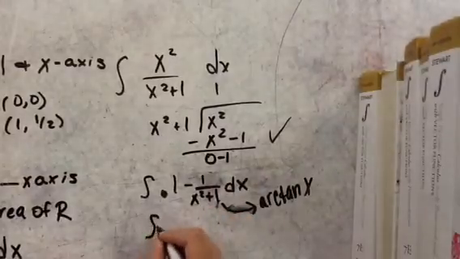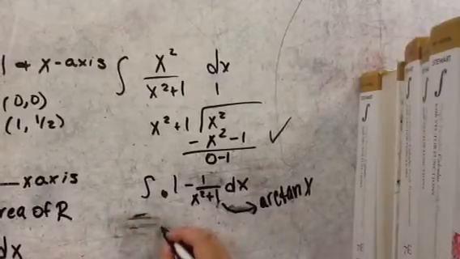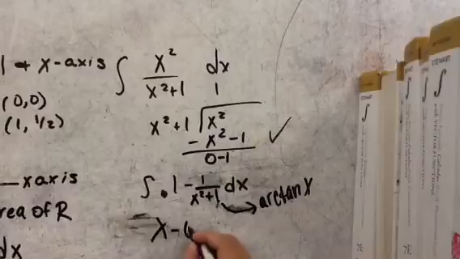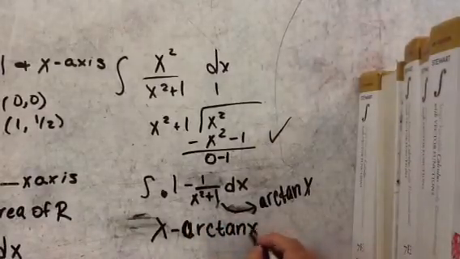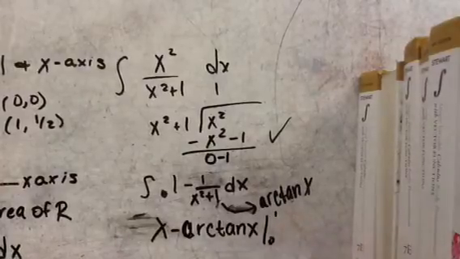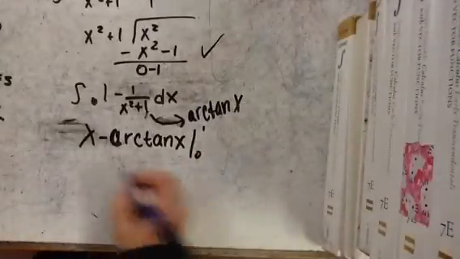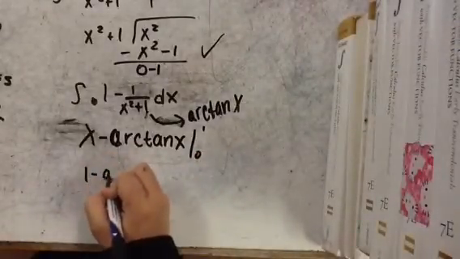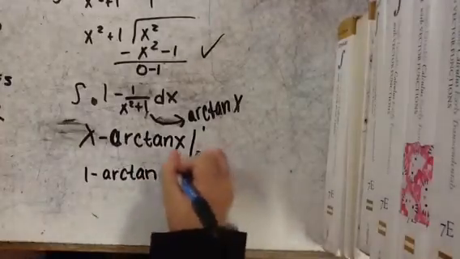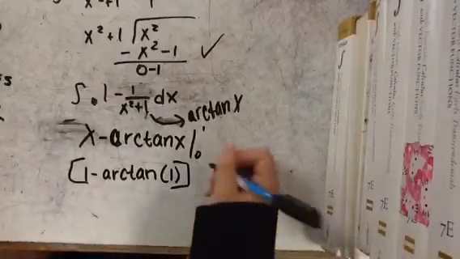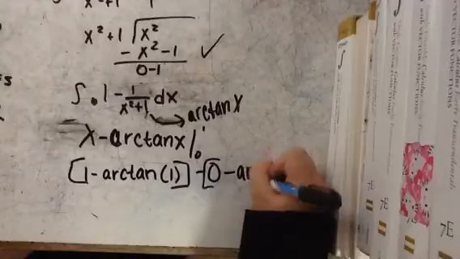So now we're going to solve it. Take the integral of it. So that'll be x minus arctangent x from 1 to 0. And now we're going to solve it. So 1 minus the arctangent of 1, minus, well, altogether, minus 0 minus arctangent 0.